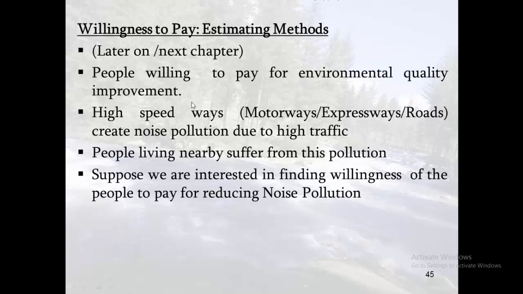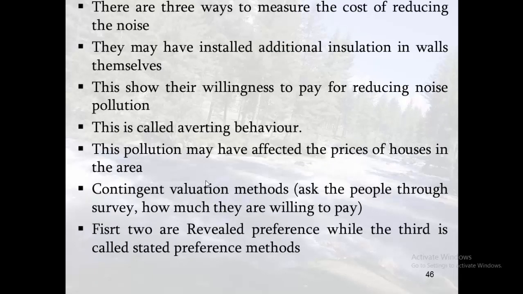For example, highways, motorways, expressways, and roads create noise pollution due to the high traffic. The people living nearby suffer from this type of pollution, and suppose we are interested in finding out the willingness of people to pay for reducing the noise pollution. We ask the people how much they are willing to pay in order to reduce this noise pollution. Then there are also different ways to calculate this. There are three ways to measure it.